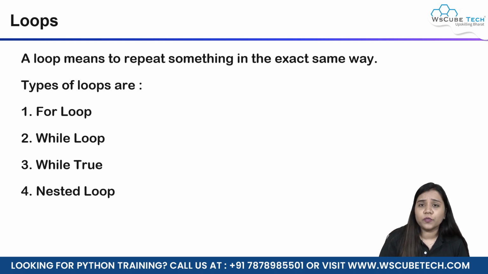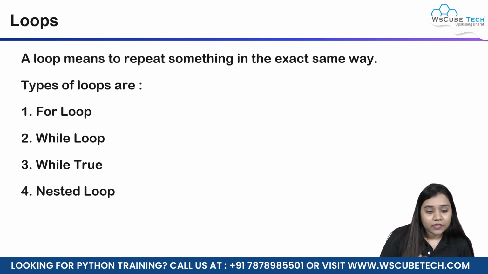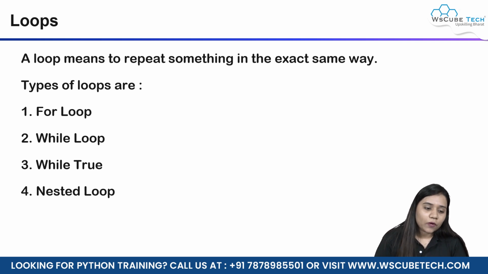So we have a for loop, a while loop, a while true loop, and a nested loop. Nested is a similar term to the if conditional statement, but those were conditional statements, and here it is loops. So yes, we will be discussing the different kinds of loops in the upcoming sessions, starting with the for loop in our next session.